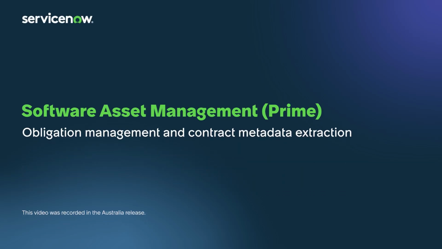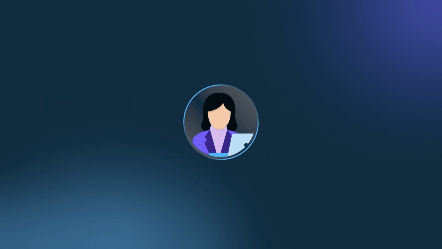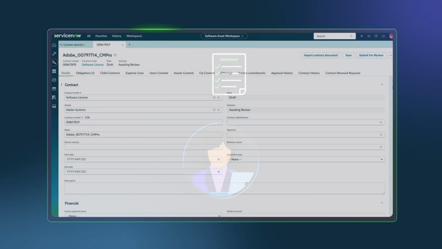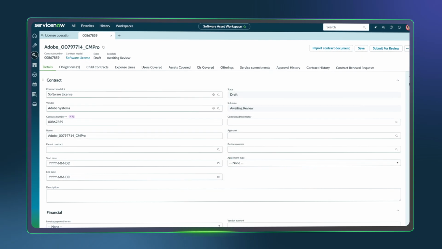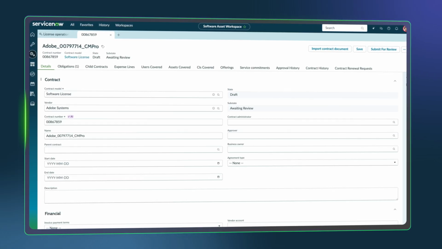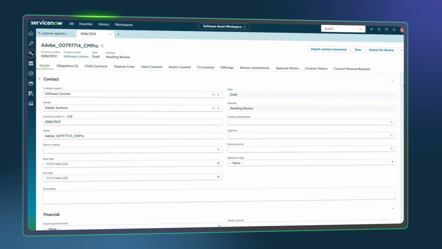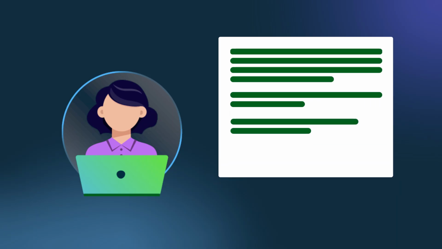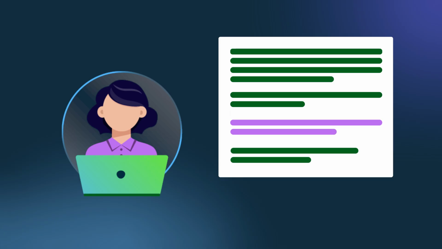Software Asset Management and Contract Management Pro work together to give software asset managers a single, connected view of licenses and the contracts that govern them, all within the Software Asset Workspace. Let's see how obligation management is built natively into the SAM workspace, and how AI agents automatically extract contract metadata and obligations from signed documents, eliminating manual data entry and helping teams stay ahead of renewal deadlines.